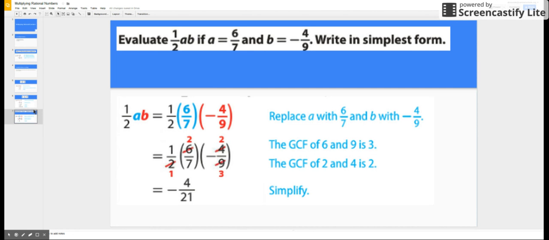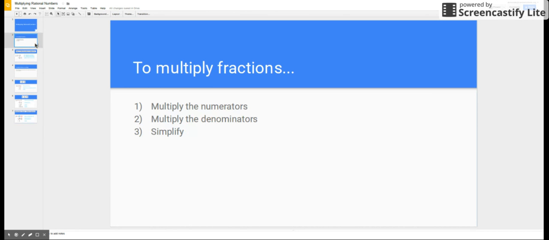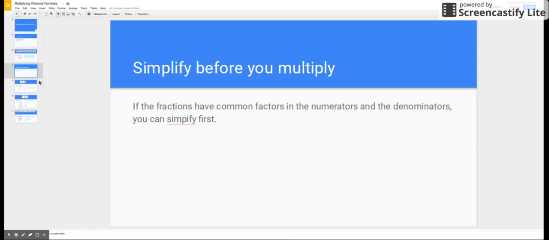Okay, so you can choose which method you like. You could just do this, multiplying the numerators and multiplying the denominators and then simplifying. This is totally okay if you'd rather stick with this. Or you can simplify before you multiply.